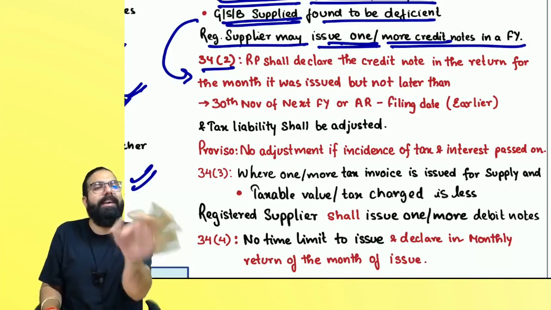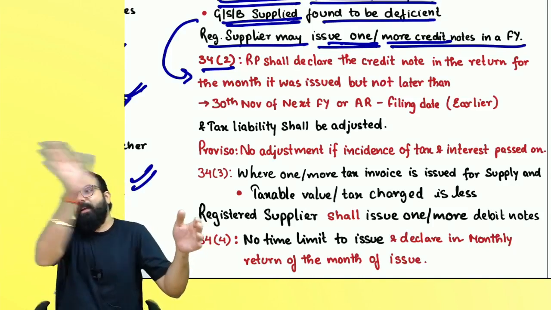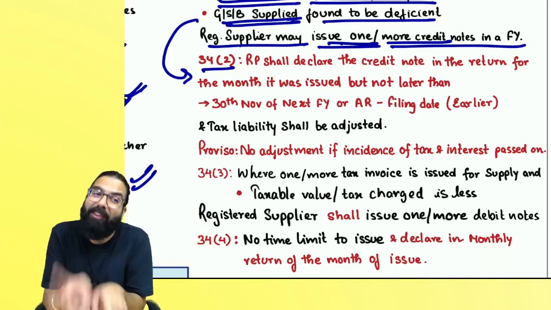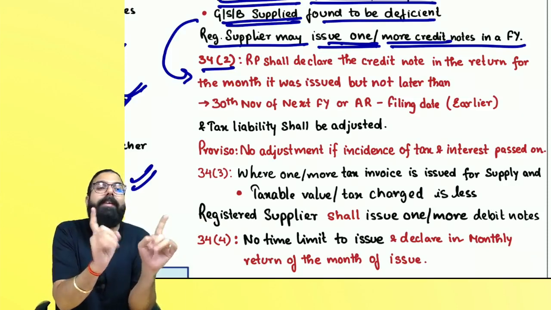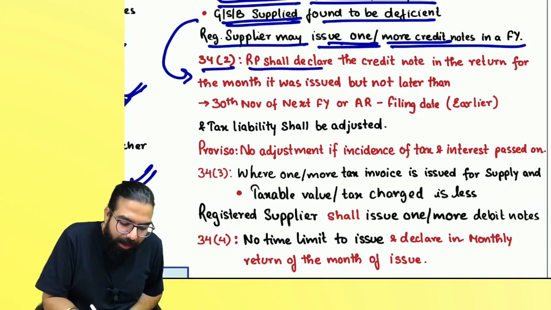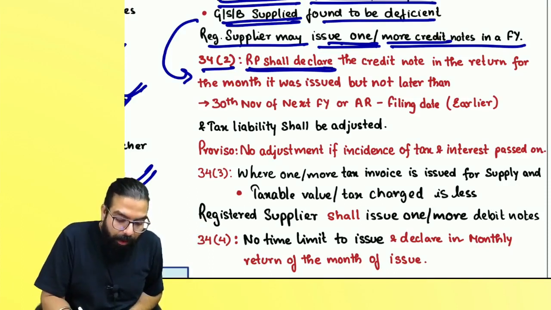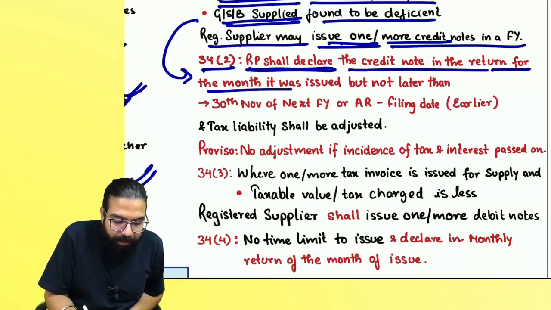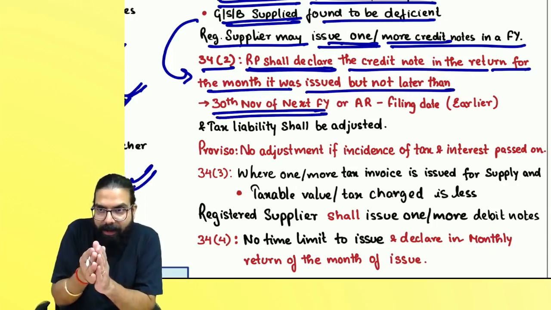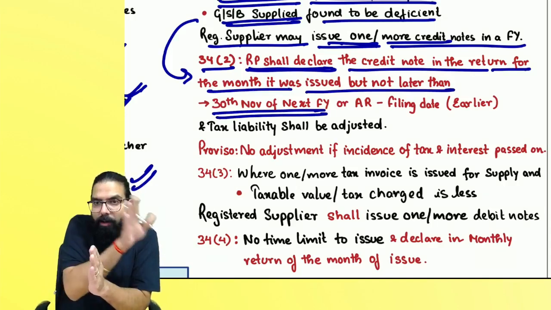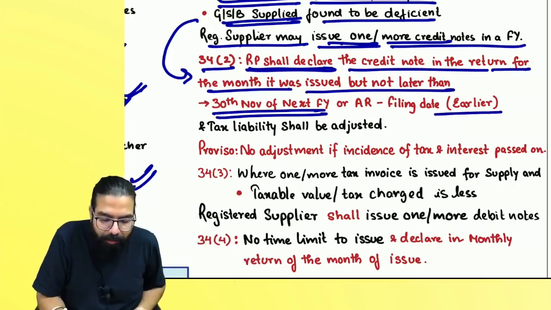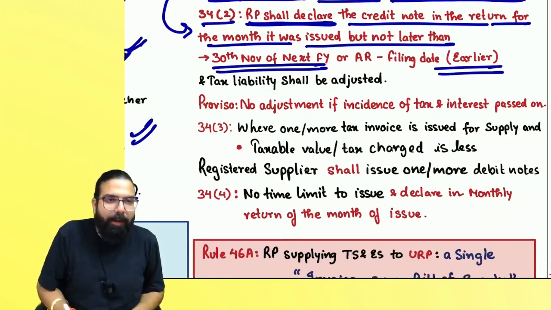But sir, what is the maximum time limit for issuing an invoice related credit note? It should be issued and declared by a maximum of what time, everyone? 30th of November. It says over here, the registered person shall declare the credit note in the return for the month it was issued, but not later than 30th November of the next financial year. This year's related credit note for invoice: the credit note can be up to 30th November of the next financial year or the actual date of filing the annual return, whichever is earlier, and your tax liability will be adjusted.